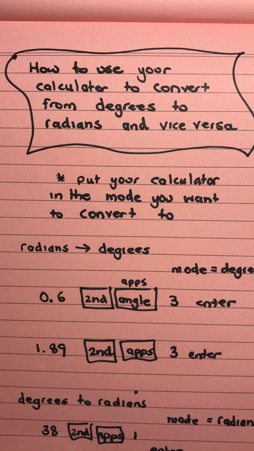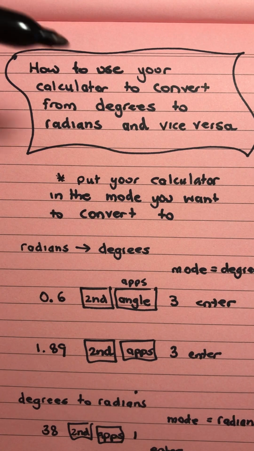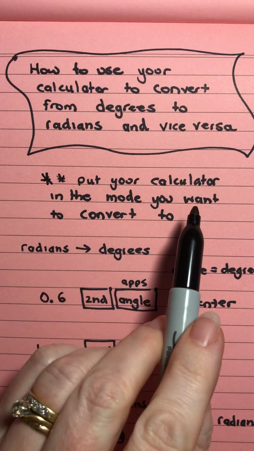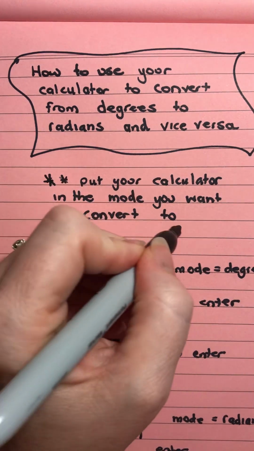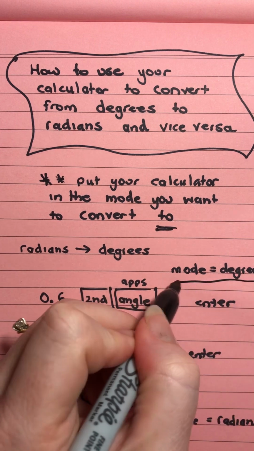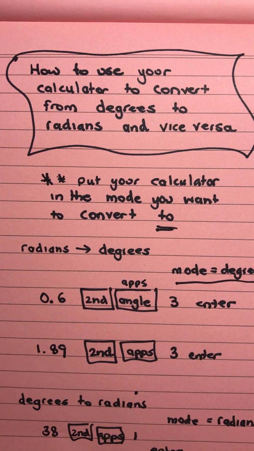Okay, in this video we're going to look at how you can use your calculator to convert from degrees to radians and vice versa. So the key thing in this one is make sure your calculator is in the mode you want to convert to. So if we're going radians to degrees, we want our mode in degrees because that's what we're converting it to.